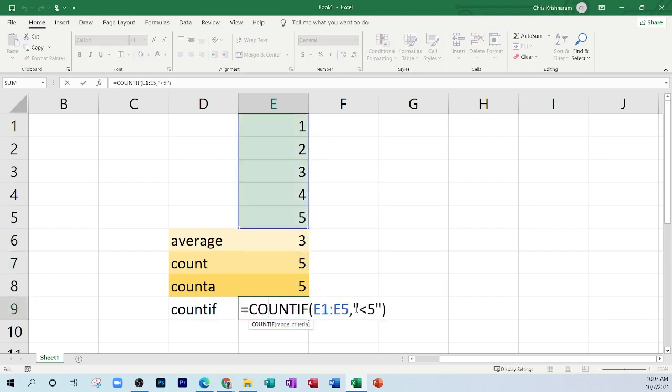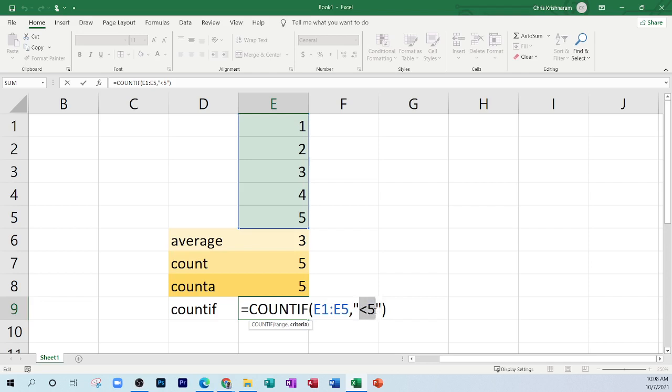Now COUNTIF is basically looking for some form of criteria. You can say it has some form of prejudice. It only wants a certain specific category, a certain specific value. So it's the same count, it's counting, but only if it is within this criteria, if it answers this question. So it's going to look at the range. It always has to have a range of data, and then it's going to have a question. So the criteria is going to be a question.